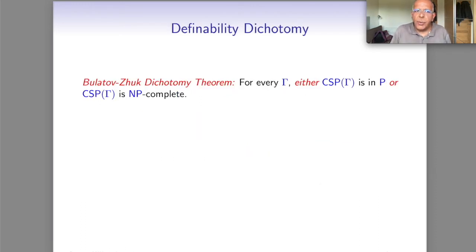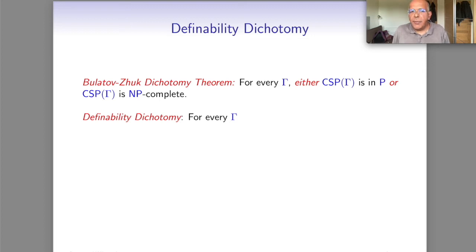And it's worth comparing this with, for example, the Bulatov-Zhuk dichotomy theorem. This is a major theorem in theoretical computer science, proved in 2017, settling the 20-year-old conjecture of Feder and Vardi, which had motivated a huge amount of research. The dichotomy theorem says that for every Gamma, either CSP(Gamma) is in polynomial time or it is NP-complete. Again, it's a dichotomy because it tells you that there's nothing intermediate between polynomial time and NP-complete, even if P is different from NP.